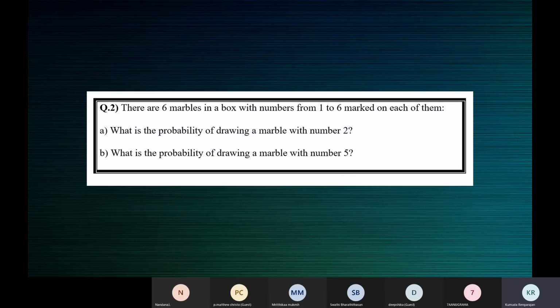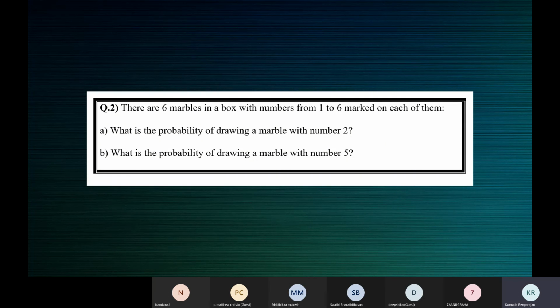I'll tell you again. The situation is, in a box, there are 6 marbles. Understand? On every marble, there are numbers. On one marble, there's the number 1. Another marble, number 2. Another marble, number 3. So on till 6: 1, 2, 3, 4, 5, 6. Now, you have to put your hand in the box and take only one marble. What is the probability that the marble which you pick will have the number 2 on it?